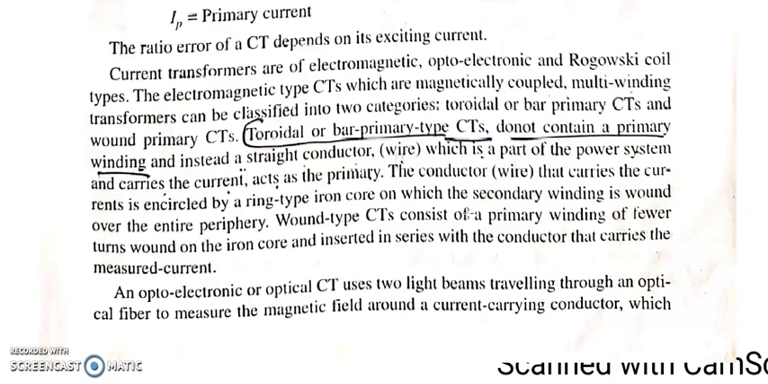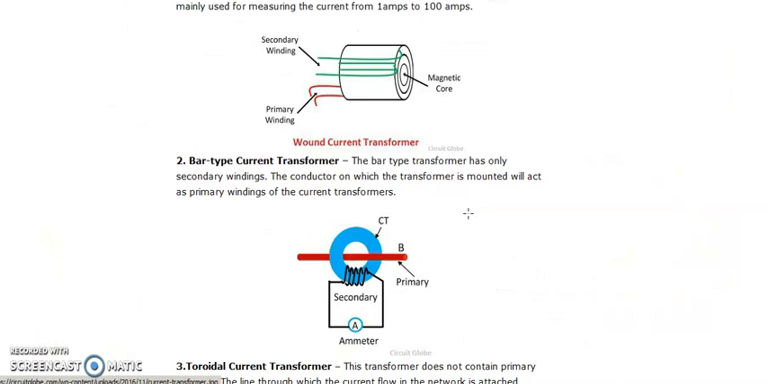This is how the bar type looks in terms of construction. Here, first of all, you need to remember we don't have any primary winding. Instead we have a straight conductor which carries your primary current, that is your primary part. And the secondary part is your core, over which we wind the secondary winding. Like I told you earlier, the straight conductor is placed at the center of the ring type core, so that depending upon our needs, the current is stepped down to a low value.